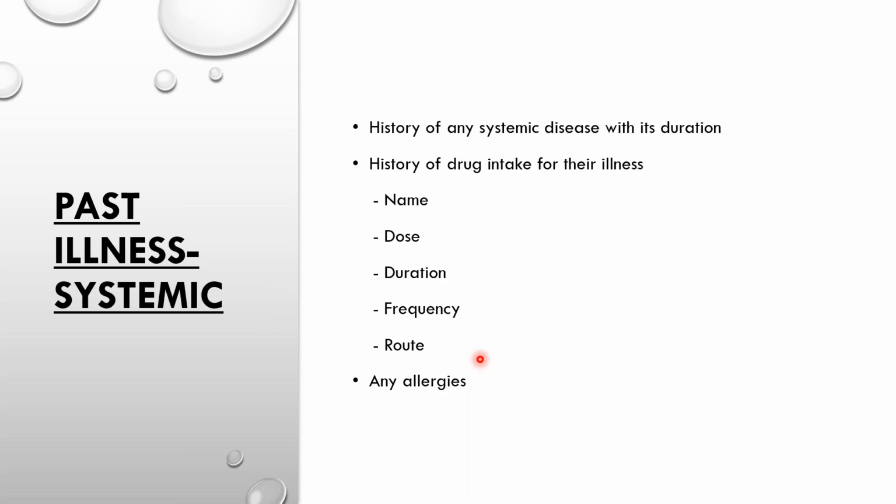Then about the past systemic illness. When you start reading ophthalmology, you will realize that almost every disease in almost any part of the body can present with ocular features, be it infections, be it autoimmune conditions, be it anything from diabetes to hypertension to leprosy to tuberculosis to syphilis, almost everything has a presentation in the eye, and that is the beauty of this subject.